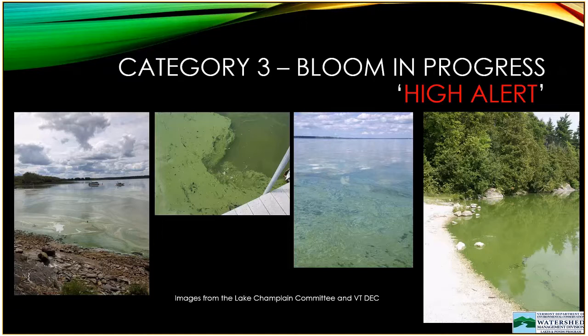The highest level for our system we call high alert. This is category 3. A bloom is in progress. There is a large amount of cyanobacteria present and accumulating over a large area. That is the very big distinction between category 2 and 3, how much of an area is affected by the cyanobacteria bloom that you're seeing.